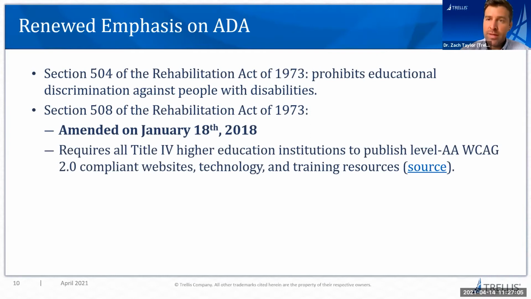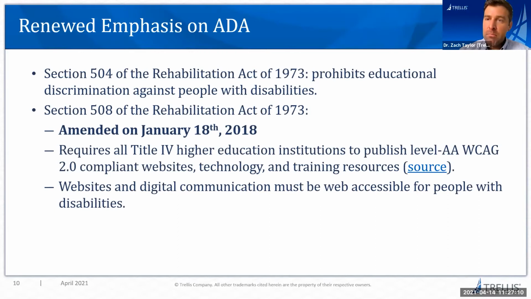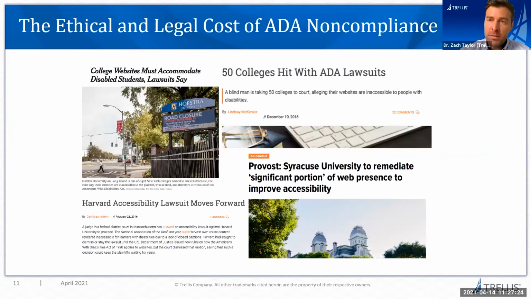And there is a source for that, again, written into law, that websites and digital communication must be web accessible for people with disabilities. Why is this happening recently, though? Why the renewed emphasis? Because everyone was being sued. So colleges were publishing applications, publishing websites, other kinds of collateral, and none of it was ADA compliant.